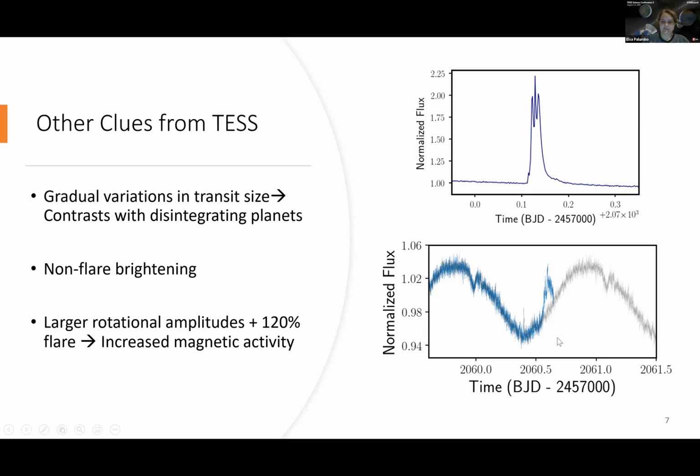It doesn't have a steep rise and exponential decay like we would expect from a flare. Also, right around the time when the dip disappears, we notice that the rotational amplitudes, which we take as a proxy for spottedness, are larger. And just a few days after, we see this 120% flare. So we take all that as evidence of increased magnetic activity right around the time when the dip disappears.